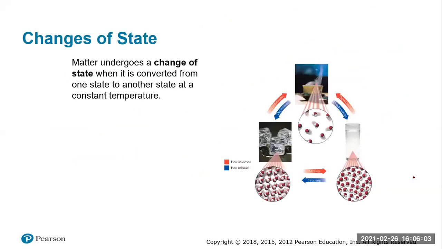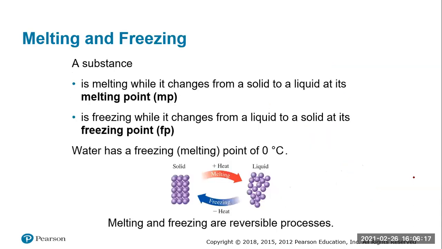So let's continue on and talk about changes of state. As we mentioned here, it is when we transition from one state to the next. The first one we're going to talk about is that melting and freezing process. As we can see in the picture here, that is the process when it goes from solid to liquid, or liquid to solid, as we see down here.